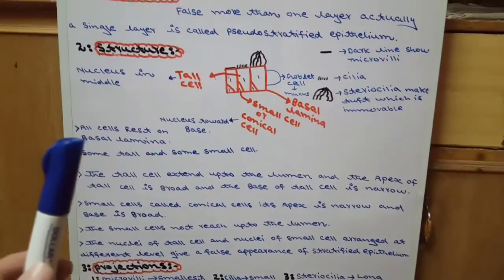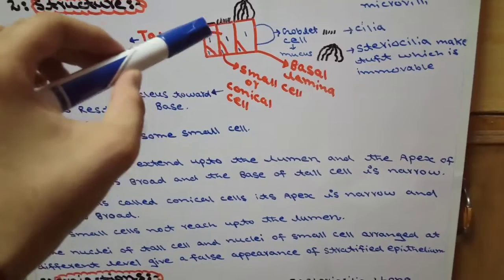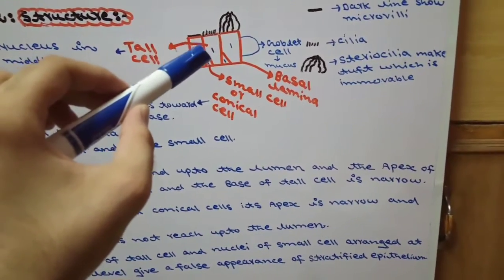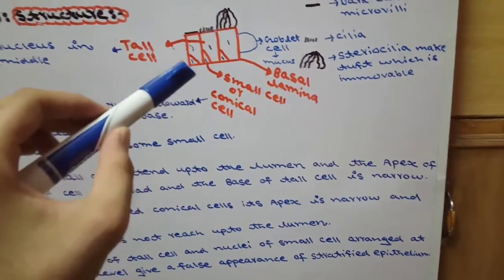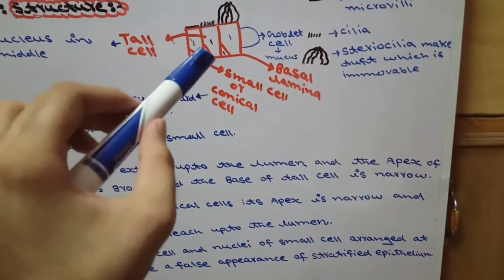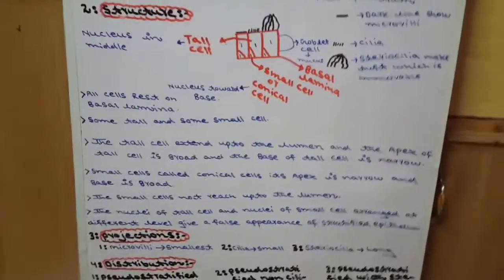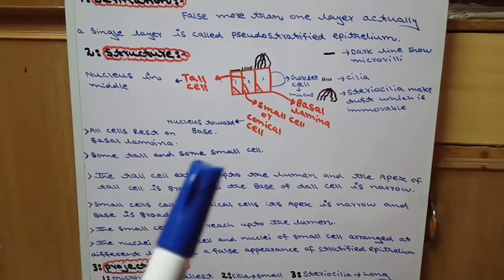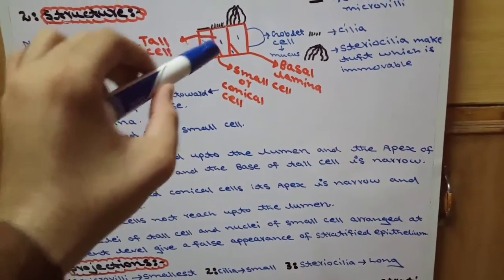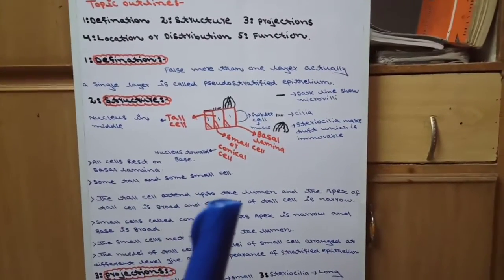Now the first point: all cells rest on the basal lamina, the tall cell and the small conical cell. Why is it called conical? Because it looks like a cone of ice cream. Cone, because it looks like a cone shape. Apex is narrow and base is broad. Number two, some are tall and some are small cells. This is a tall cell and this is a small cell. Number three, the tall cell extends up to the lumen.